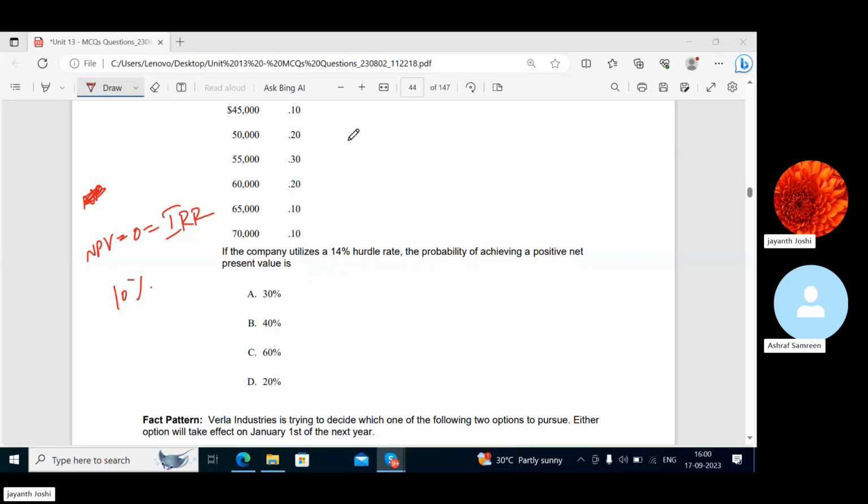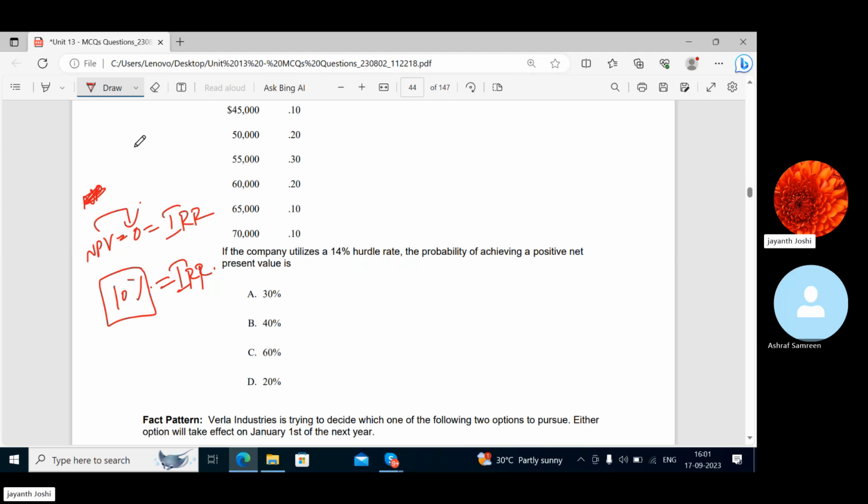See, NPV equal to 0 is called IRR. The discount factor at which your NPV is 0 is the IRR. Let's say that discount factor is 10%. That means your IRR will be 10%. Now, any project if you want to select, how will you select the criteria?